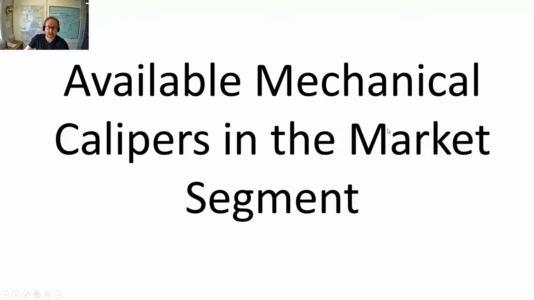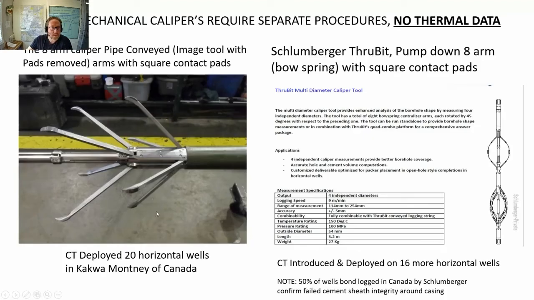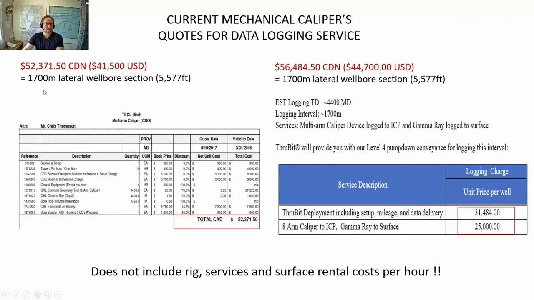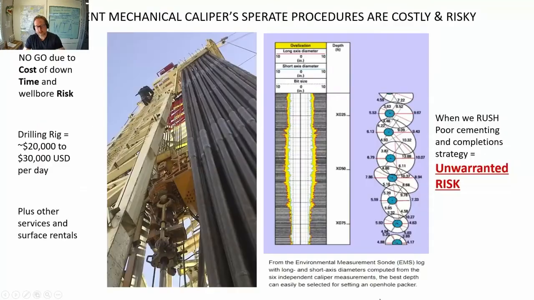That's the reality. So what's available? We used this on 20 wells and we were able to get our production up. However, this is through-bit and still requires a separate operation. Deployed that on 16 wells, and I think probably 70 more in Canada. The problem is now you've got to spend $50,000 for this data on a 1,700 meter lateral, but that doesn't include your rig services or rental costs.